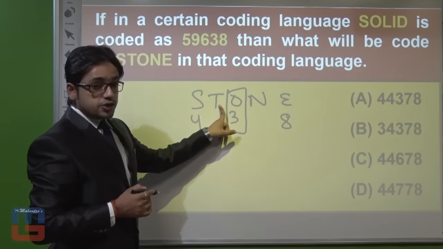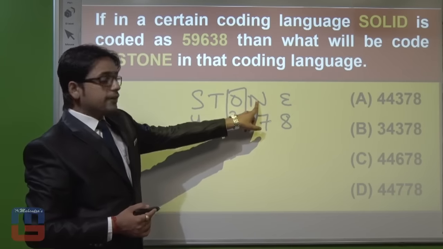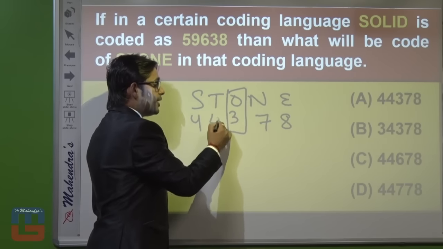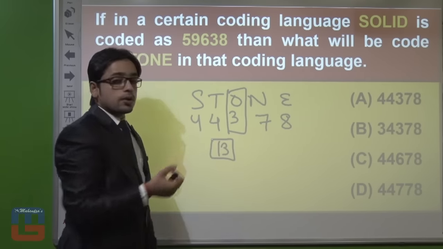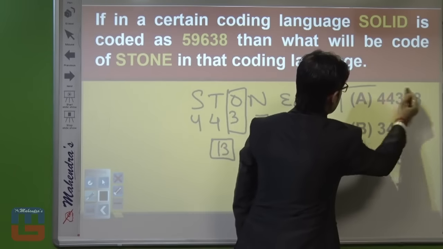Opposite of T is G and the place value of G is 7. And last, opposite of N is M and the place value of M is 13. If we add 13 into 3 plus 1, we will get 4. So the right answer to your question will be 4, 4, 3, 7, 8, which is written over here in option number first.